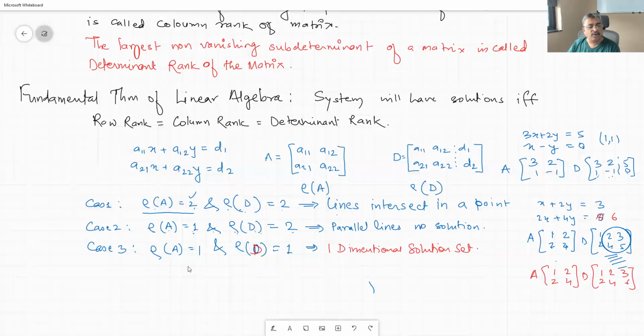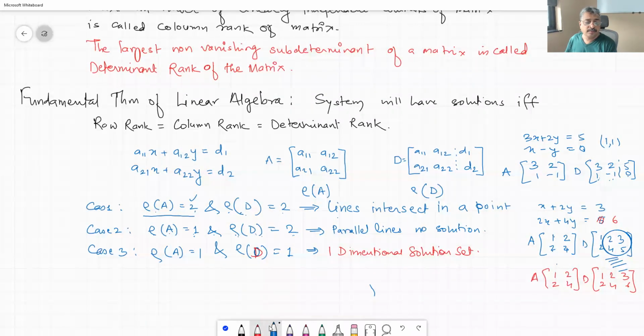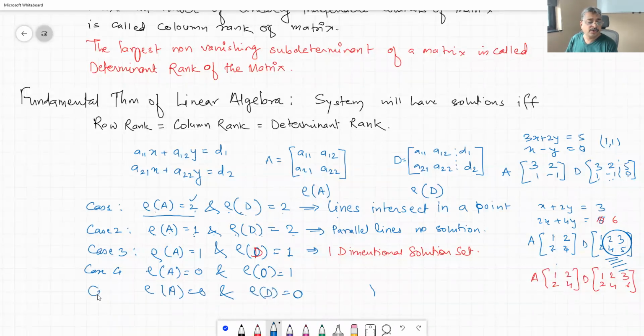And the last case will be rank A is equal to 0 and rank D is equal to 0. That means everything is 0. In that case, with 2 by 2, the entire plane is a solution set. So those are the two cases where we get the empty set and the full solution. Maybe we can write case 4, rank A is equal to 0 and rank D is equal to 1, and rank A equal to 0 and rank D equal to 0, case 5.